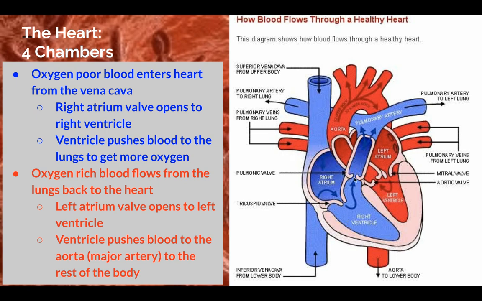So we have another valve. This is called a pulmonic valve, but anything pulmo means lungs, pulmonary. We have a valve that opens to our pulmonary arteries, and it branches one way and the other to go to each of our lungs.